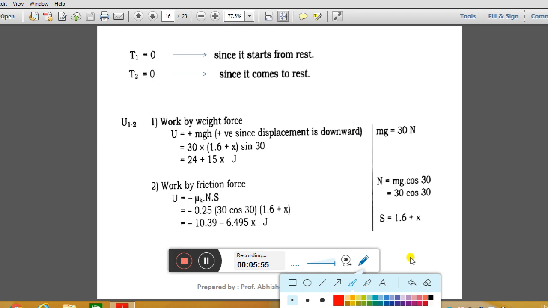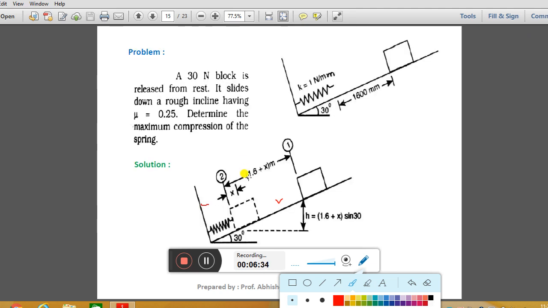Now let us find the work done by the frictional force. The work done by the frictional force is the frictional force, that is mu k into N, multiplied by the displacement, and we will take the negative sign. Why? Because the frictional force always acts in the opposite direction to the direction of motion. The value of the coefficient of friction is given, that is 0.25. We know the value of displacement: the total distance traveled by the block from position 1 to position 2 is 1.6 plus x.